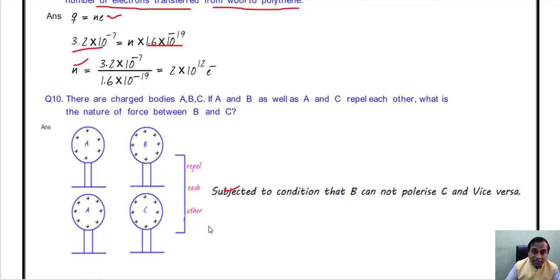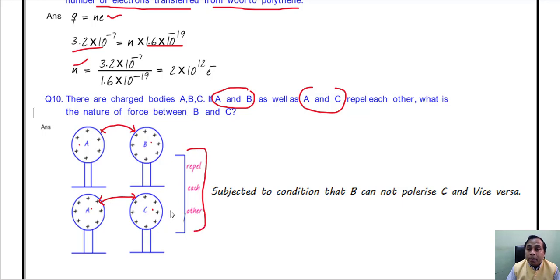The next question: there are three charged bodies A, B and C. A and B, as well as A and C, repel each other. If A and B repel each other, it means they must have the same, like charge. If A and C also repel each other, it means A and C must also have the same, like charge. So A has the same charge as B, A has the same charge as C, so B and C will also have the same charge, so they will repel each other.